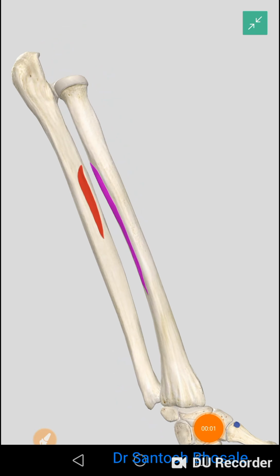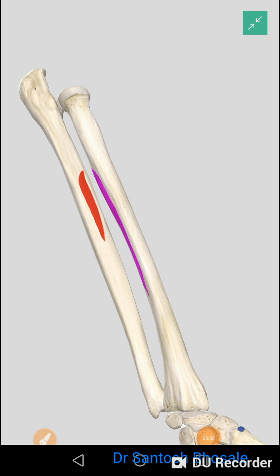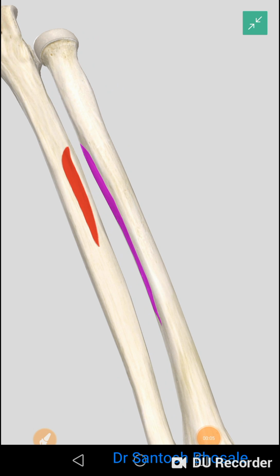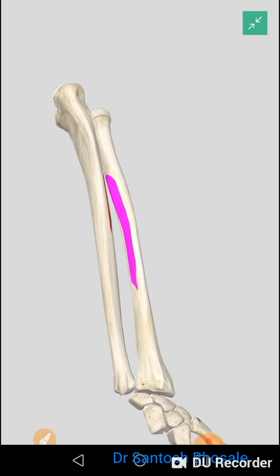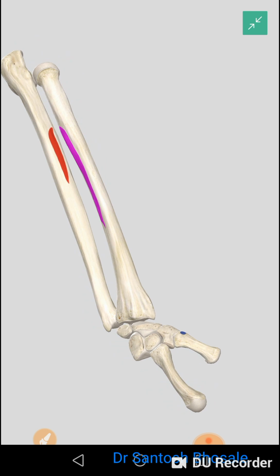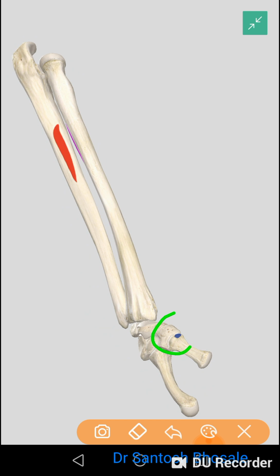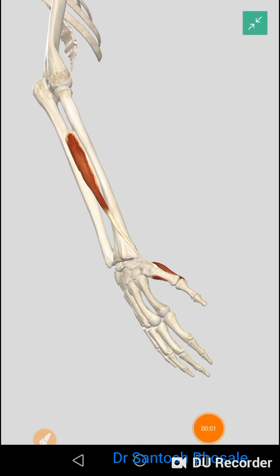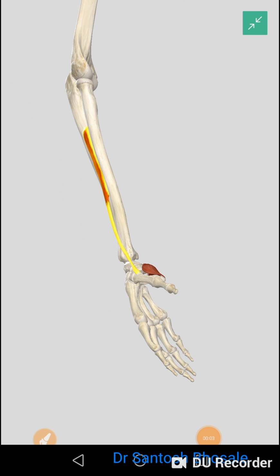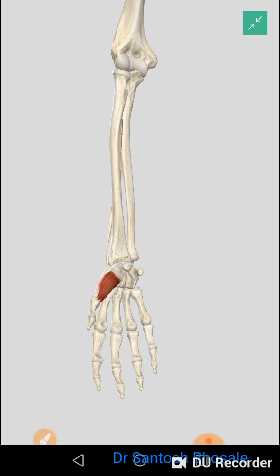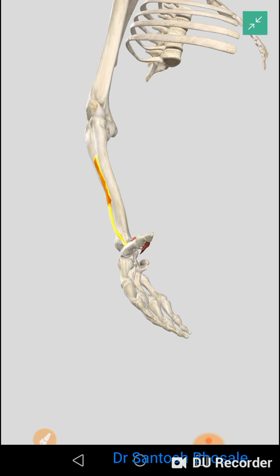You can see the origin here. It takes origin from the posterior surface of the ulna and radius. It runs downwards and laterally and inserts into the base of the first metacarpal, that is the thumb. As the name suggests, it helps in the abduction of the thumb. This is the abductor pollicis longus along with abductor pollicis brevis. It helps in the abduction of the thumb.